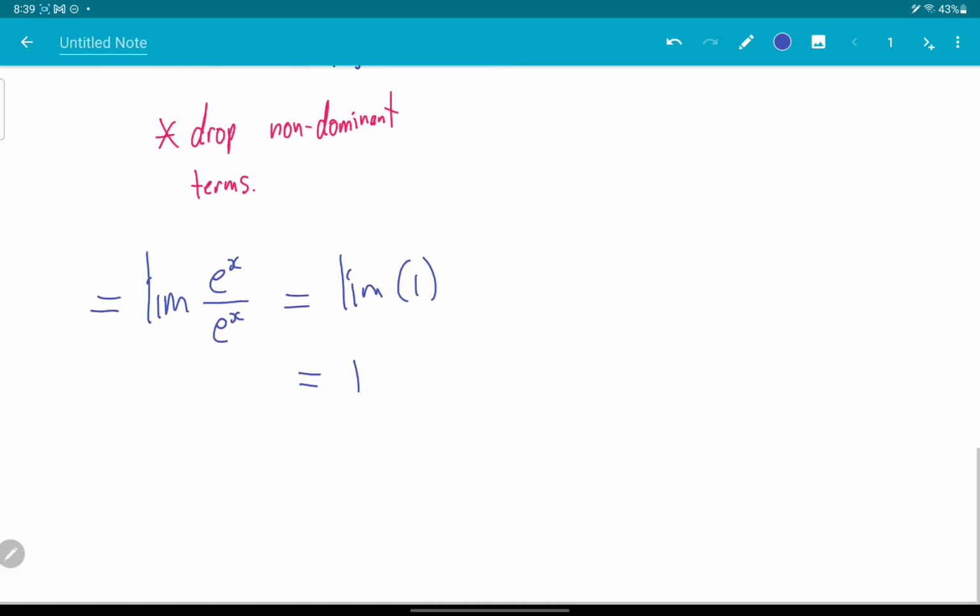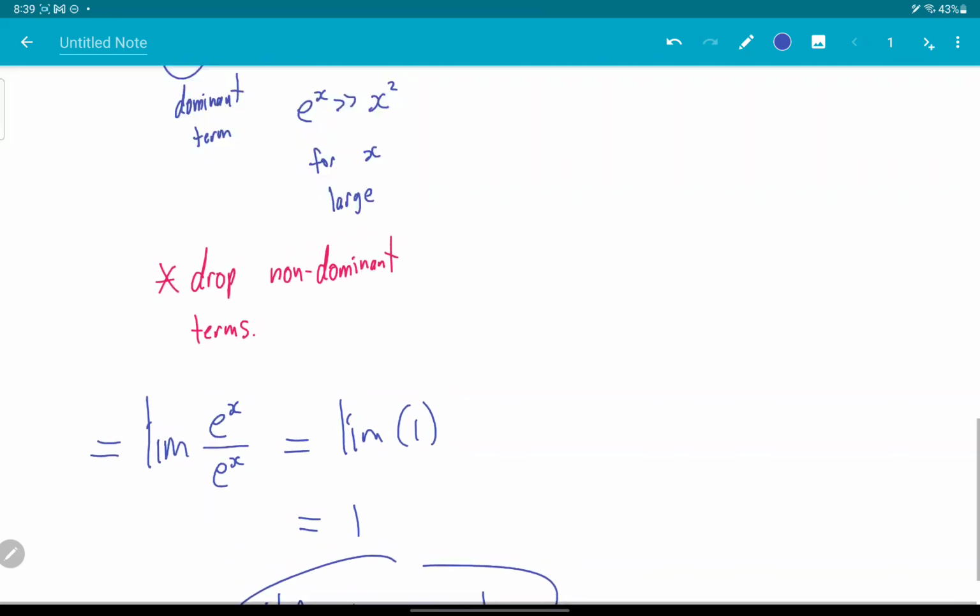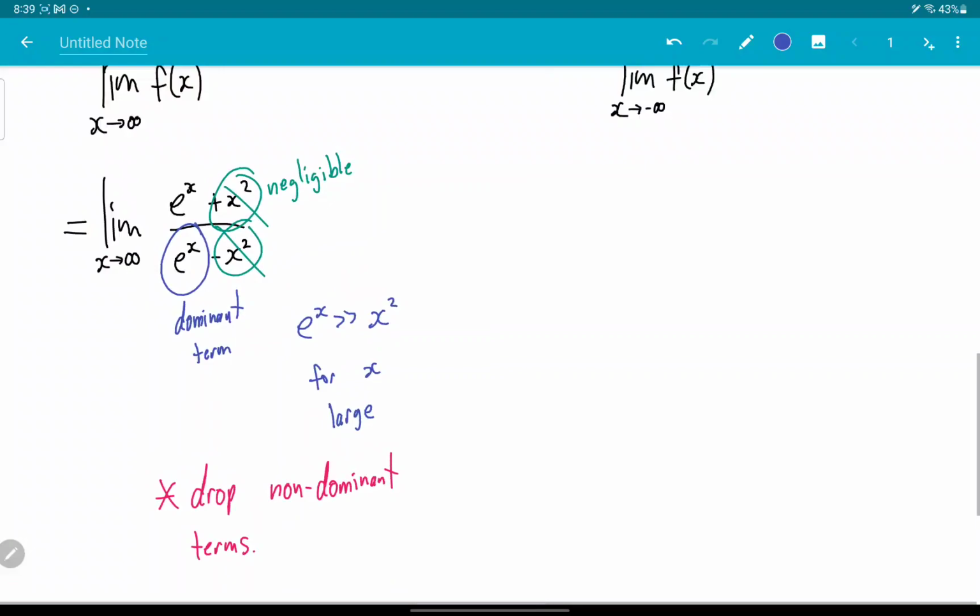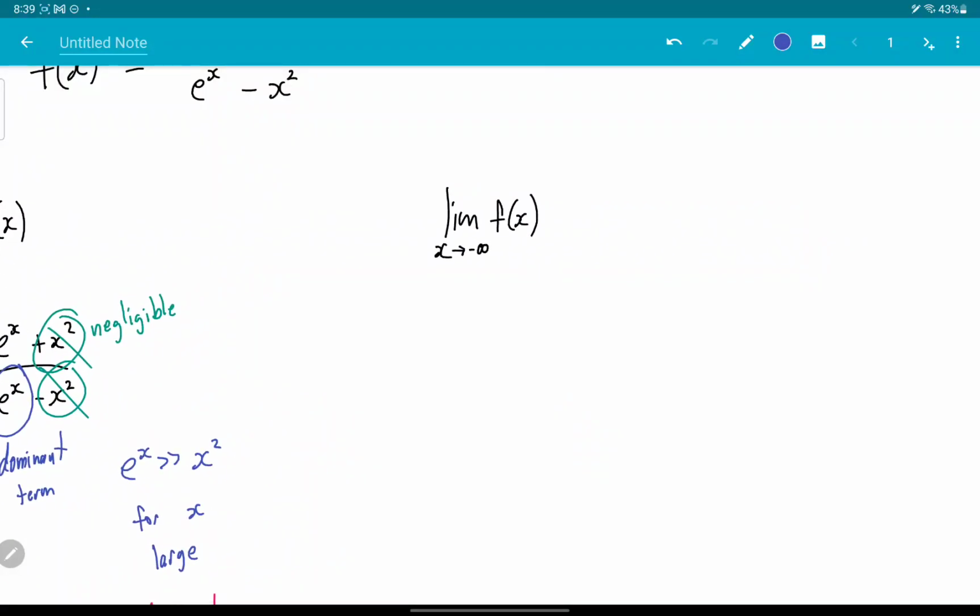So my horizontal asymptote is the line y equals 1. Okay, over here, I have to find the other possible horizontal asymptote as x goes to minus infinity. It's not going to be the same thing.